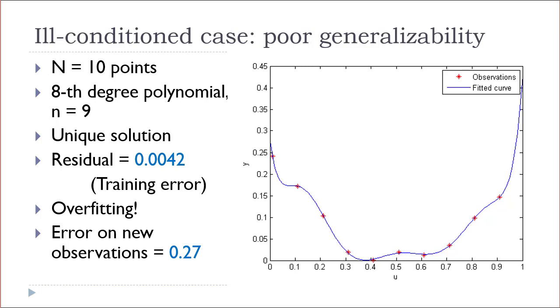So in summary, whenever the number of parameters that describe a curve are very large relative to the number of observations, there is a possibility of overfitting, wherein the test error, which is the error evaluated on new observations, becomes much larger than the training error, which is the error evaluated on the given observations.